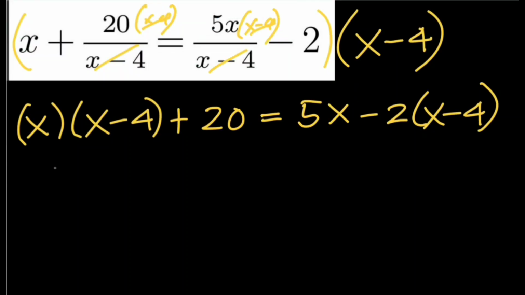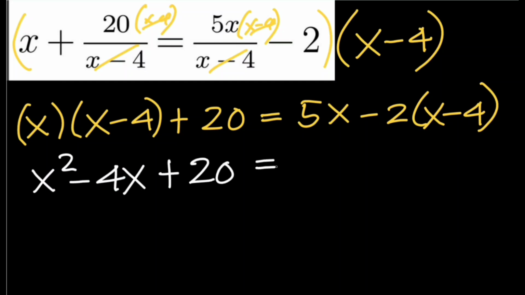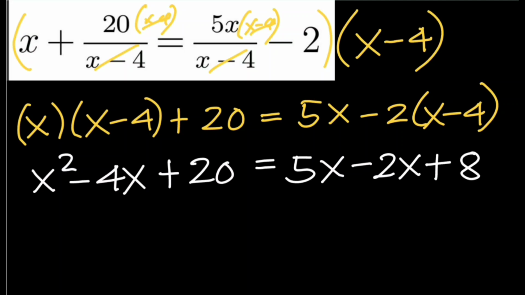x times (x - 4) is just x squared minus 4x, plus 20 equals 5x. Negative 2 times (x - 4): negative 2 times x is negative 2x, and negative 2 times negative 4 is positive 8.